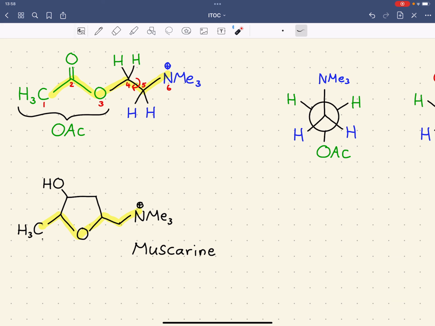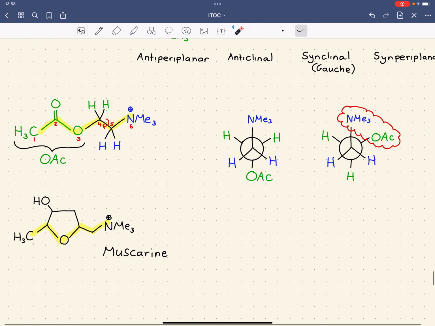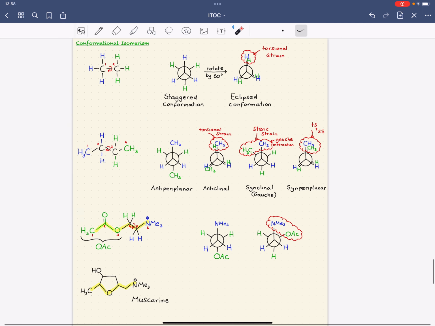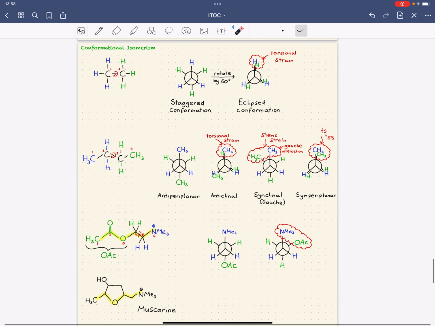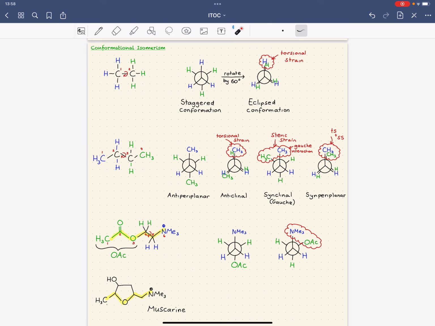We want drugs to bind to certain receptors. So if we can get some understanding of the spatial arrangement the atoms must be in, that'll give us a way to design drugs which are specific for certain receptors. So that gives you a quick overview of conformational isomerism, and also hopefully you can see why understanding spatial arrangements of atoms is important.